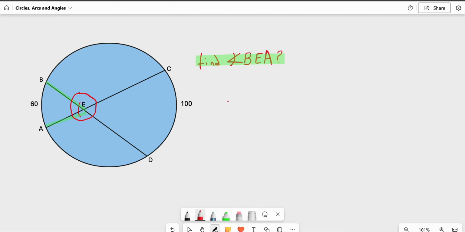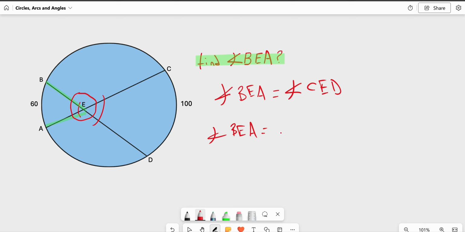And we know the formula, right? For an interior angle, the formula is angle BEA, which, by the way, is equal also to this angle, CED, right? It's equal to angle also CED, right?